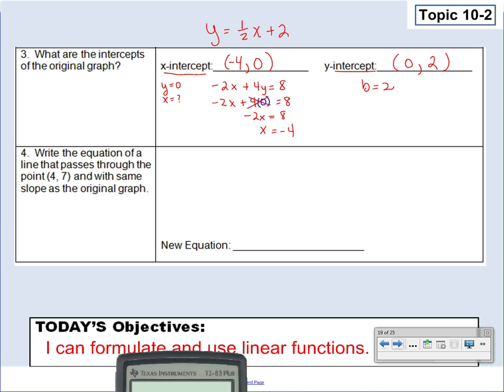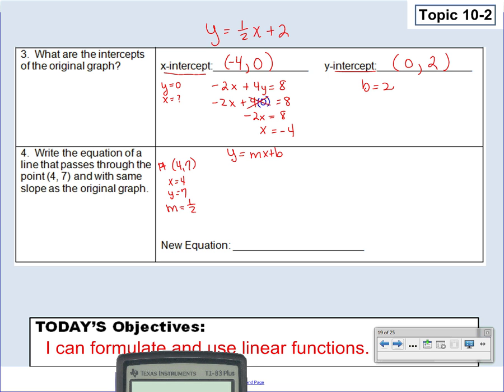Number 4, we're going to write the equation of a line that passes through the point and has the same slope as the original graph. So we want an equation of the line in the form y equals mx plus b. What we're given is a point of (4, 7). This tells you that your x-coordinate is 4 and your y-coordinate is 7. You also know a slope, and our slope is the same as the original, 1/2.